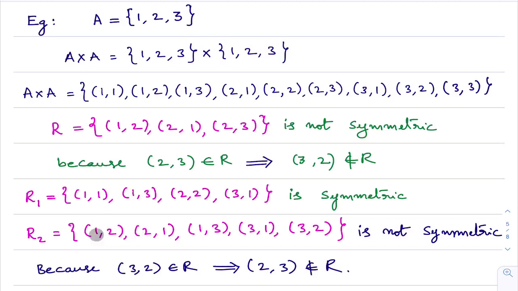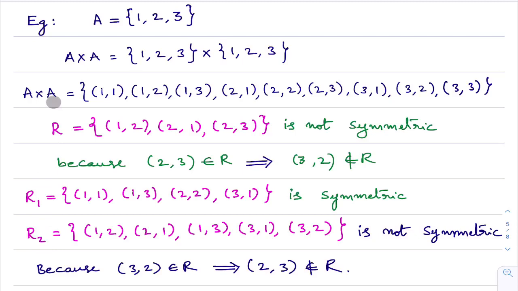First I'll check: is ordered pair 1, 2 there in A cross A? Yes, it is present. Ordered pair 2, 1, is it there in A cross A? Yes. Ordered pair 1, 3? Yes. Ordered pair 3, 1 is there in A cross A? Yes. Ordered pair 3, 2? Yes, it is there. That means here R2 is a subset of A cross A. So this R2 is a relation on A. First thing, it is a relation on A.